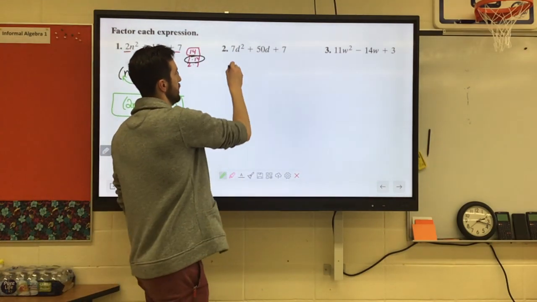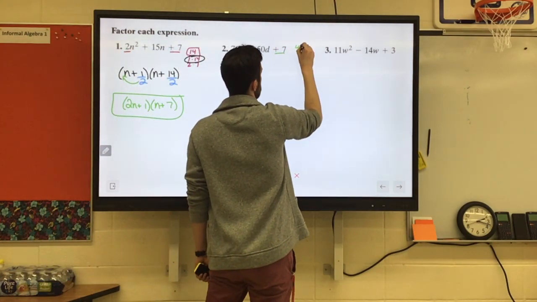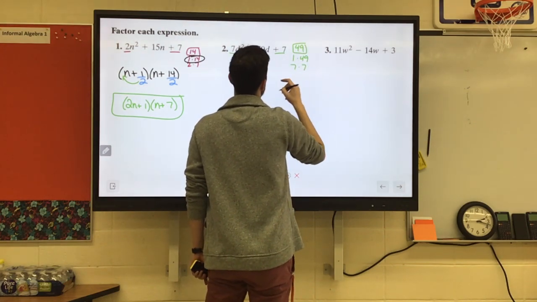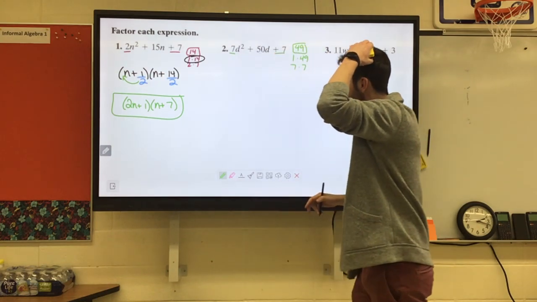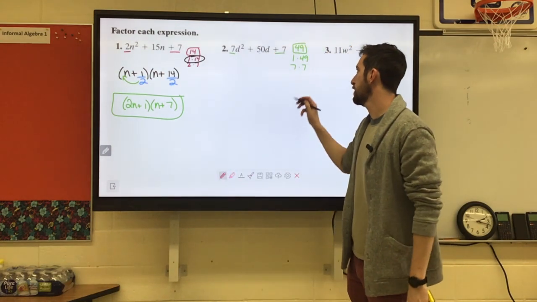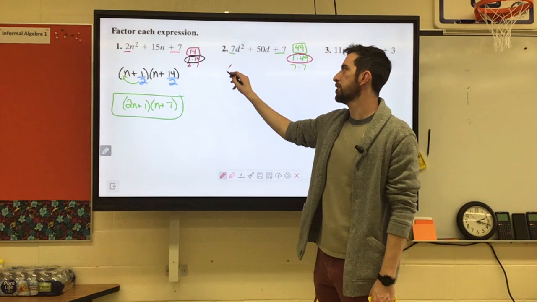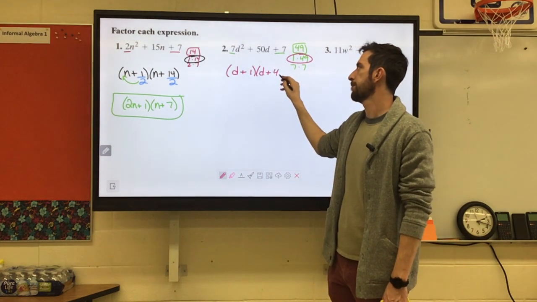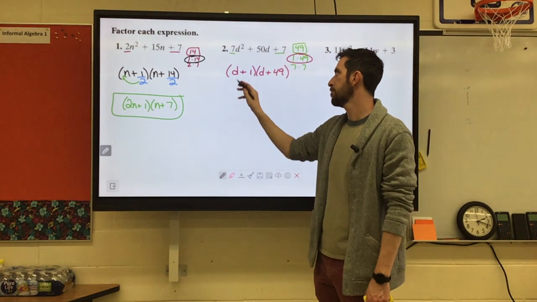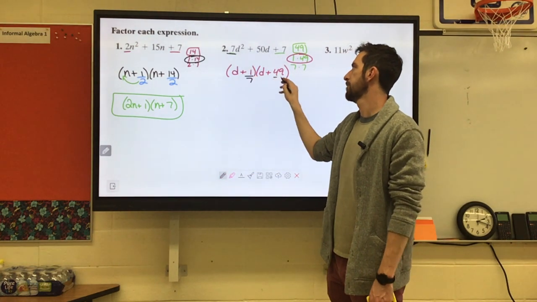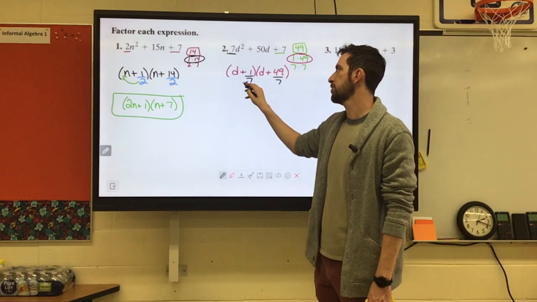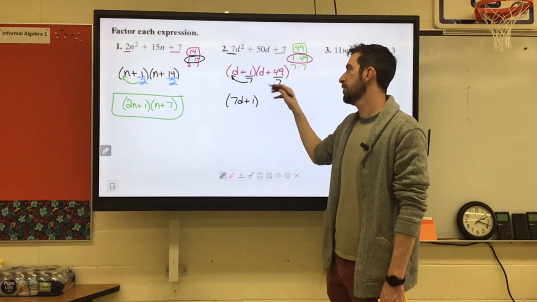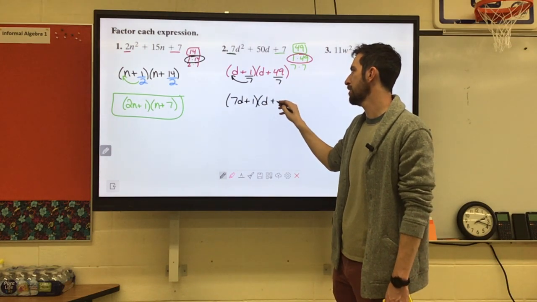All right. 7 times 7 is 49. 1 and 49, or 7 and 7. The ones that give me that middle number would be the 1 and 49. They're going to have to both be plus on this one, too. How fun is that? We do have to try to divide them by the number in front, the 7. I can't do 1 divided by 7, so the 7 moves to the front. 7d plus 1. Here, I can do 49 divided by 7. It's just 7.